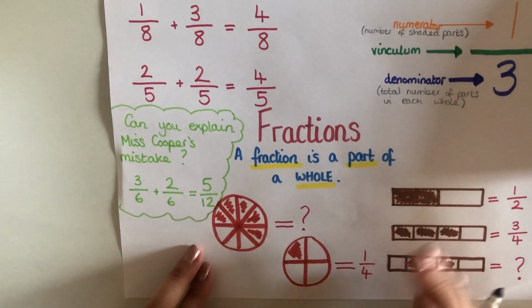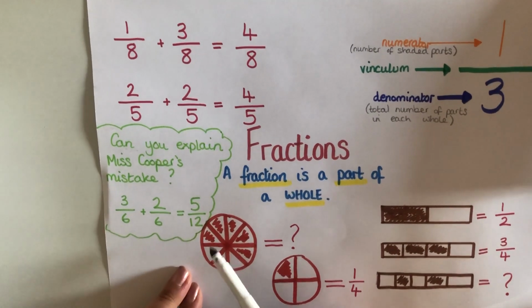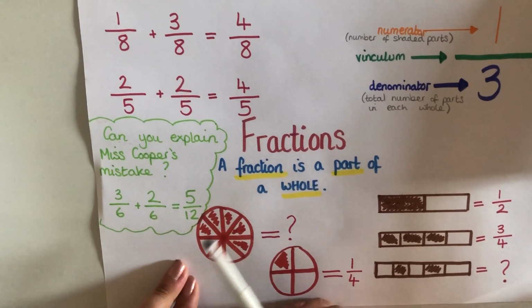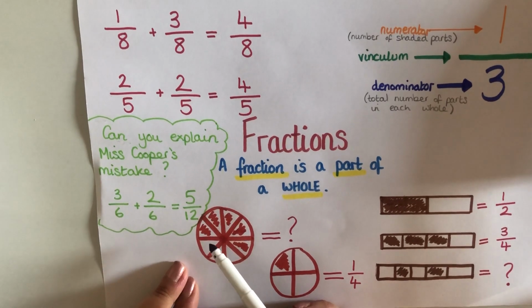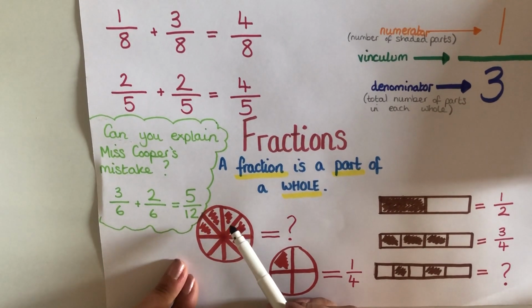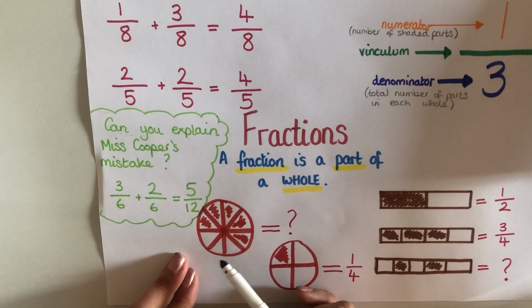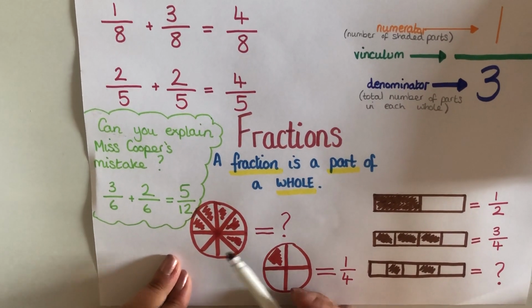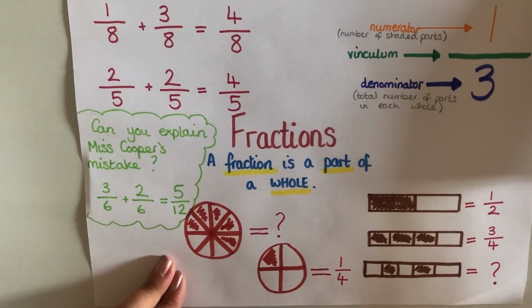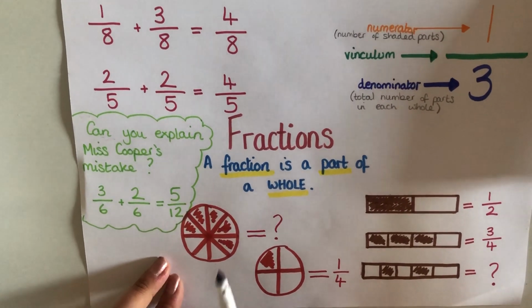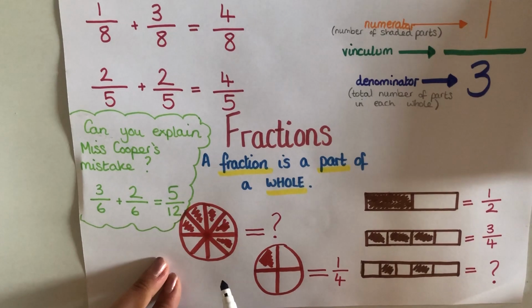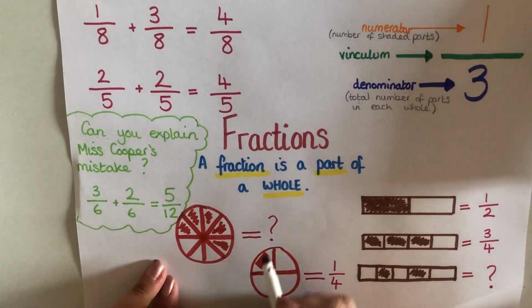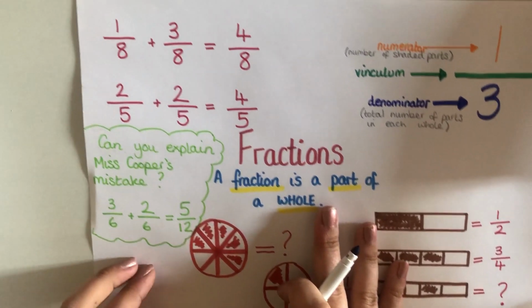This one, again, is going to be split into equal parts. I have 1, 2, 3, 4, 5, 6, 7, 8 equal parts, that gives me my denominator, because I have 8 parts in my whole. How many are shaded in? And that will give you your numerator. Have a go at this one at home.